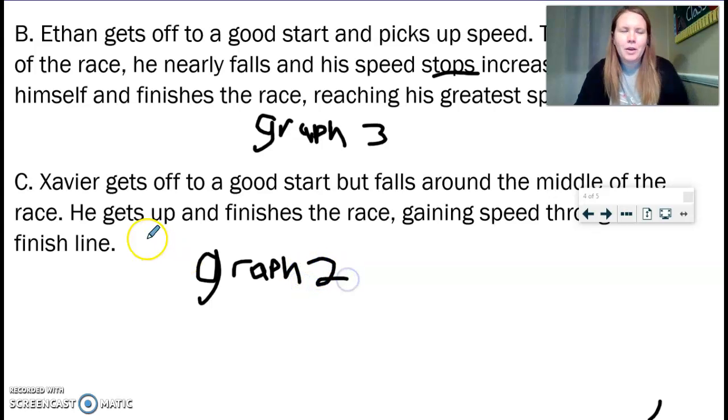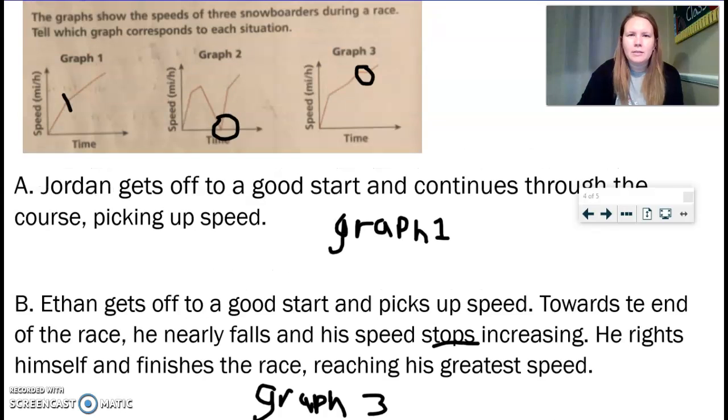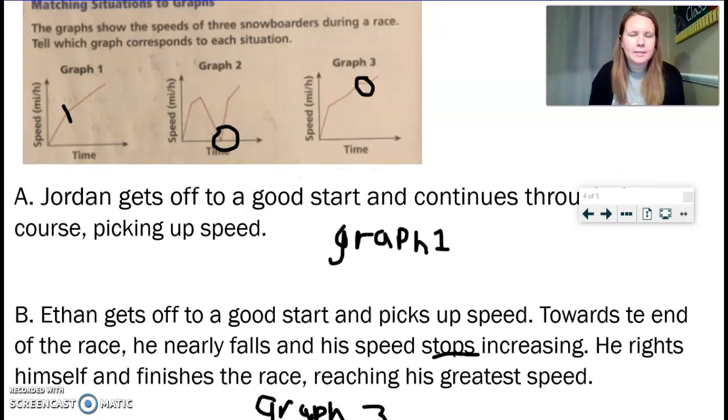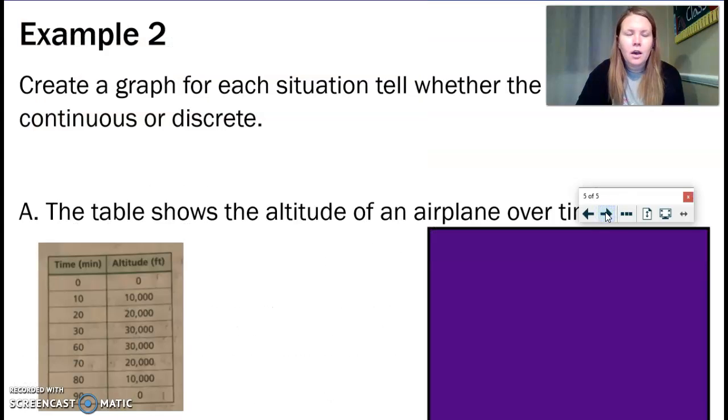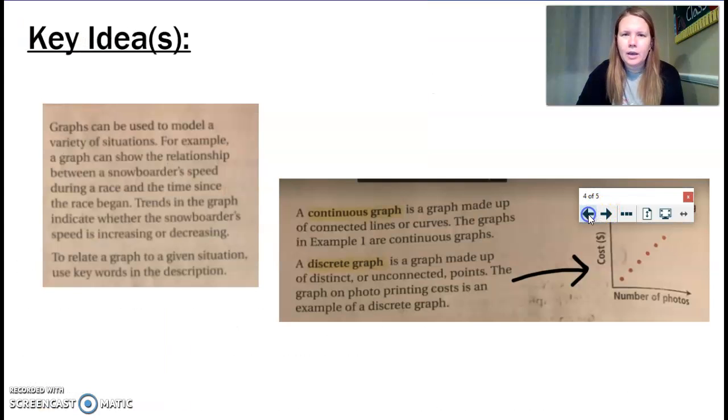So that is what I'm talking about when I'm talking about interpreting these graphs. I'm kind of trying to find a situation that would best fit these graphs. So the second part, though, is we're going to have to create these graphs. But before we get to that, I want to talk again about these continuous graphs and discrete graphs.